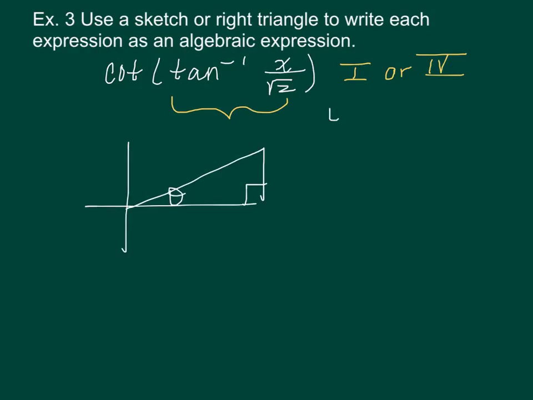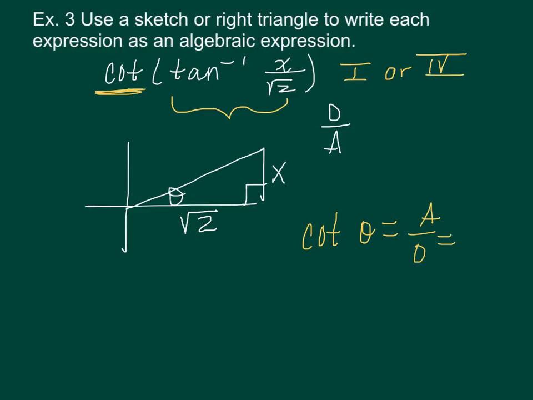Our tangent is opposite over adjacent. And we are looking for cotangent. Well, cotangent is adjacent over opposite, and we have everything we need. So it's just radical 2 over x.